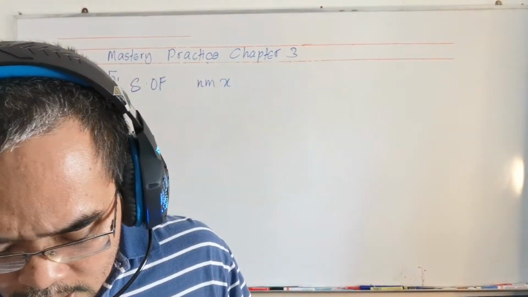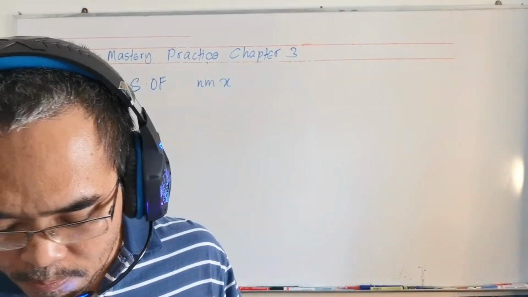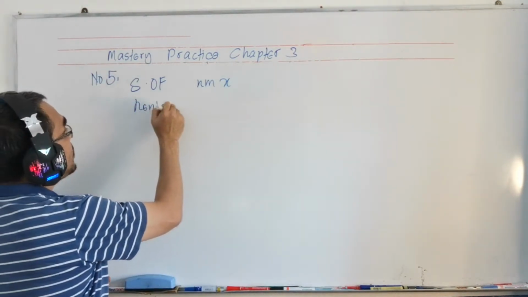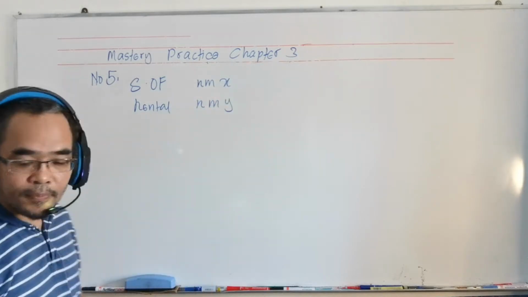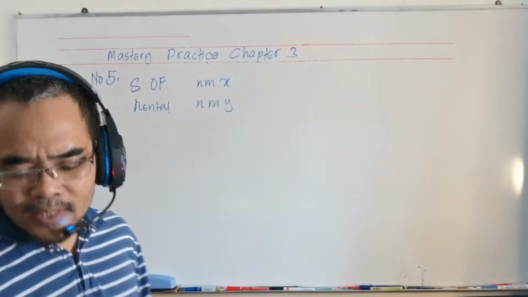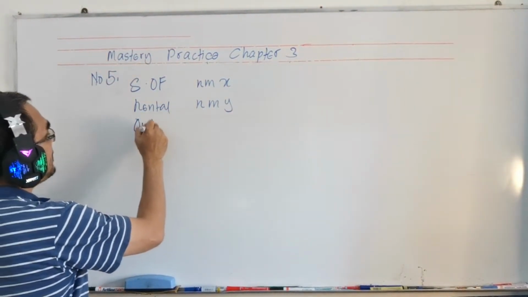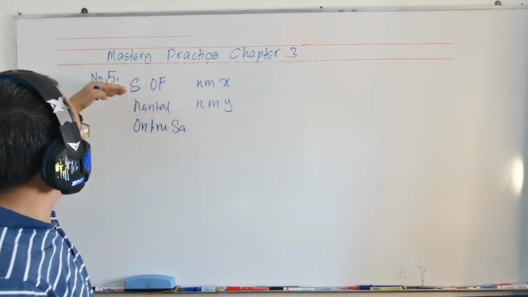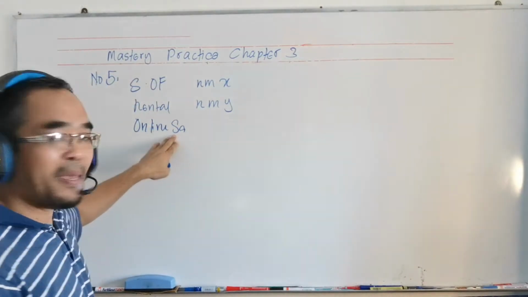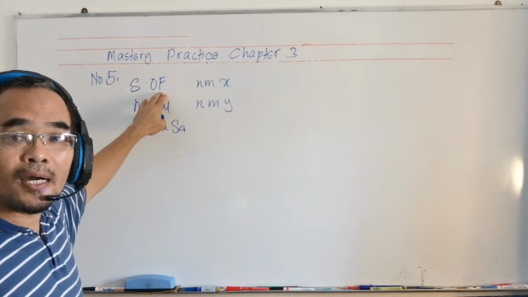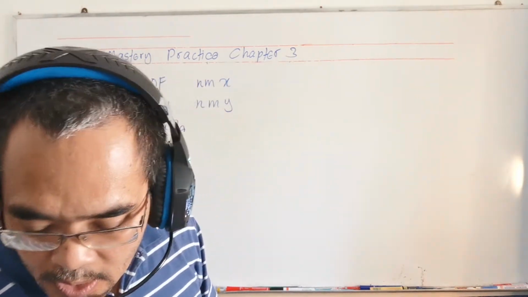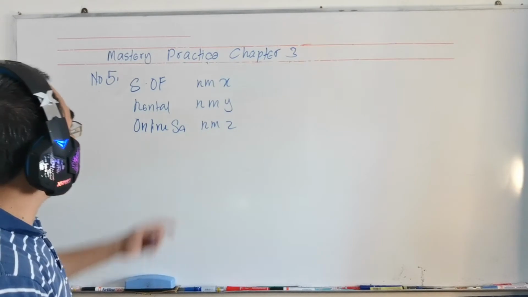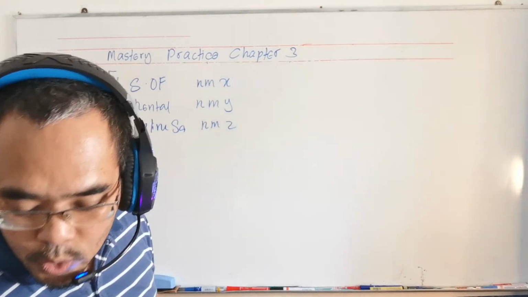And then he also bought houses and rents them out, so rental will be RMY. And then he also does online sales. I believe this is apart from his work as a sales officer, so maybe this is his personal work, while the other is working for other people. So the third one will be RMZ. These are the things we do not know.